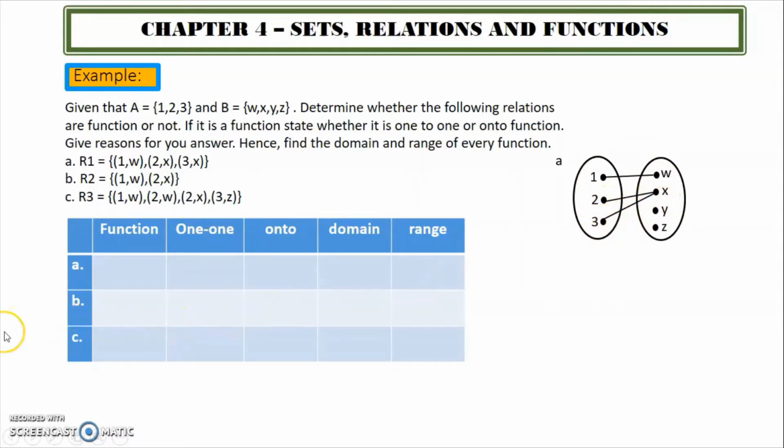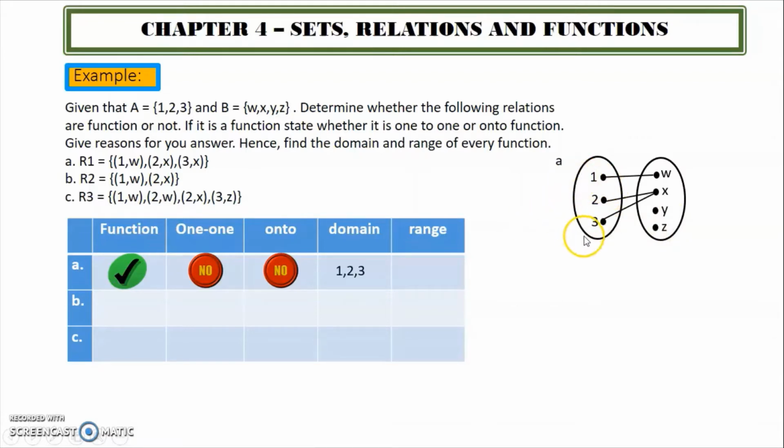And then kita tentukan sama ada dia function or not function. So ini adalah relation many to one. So many to one dia adalah function. Okay, so bila many to one, so of course lah it's not one to one function. Onto, so kita check sebelah kanan image dia, adakah semua image dia ada pairing dia. So ini cuma ada WX sahaja. So YZ ni tak ada pairing. So dia not onto function.